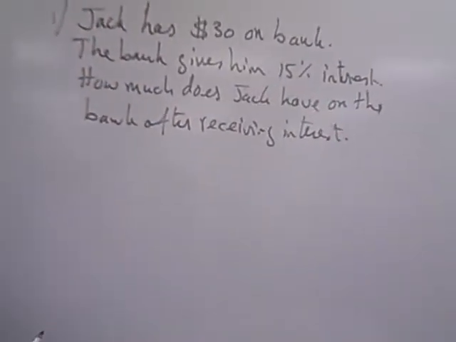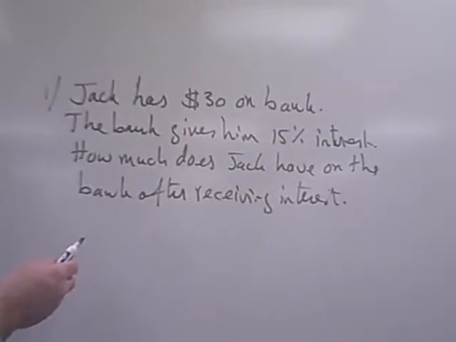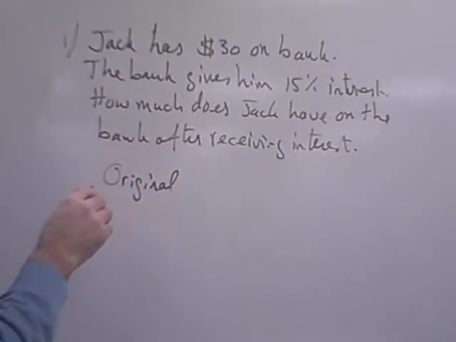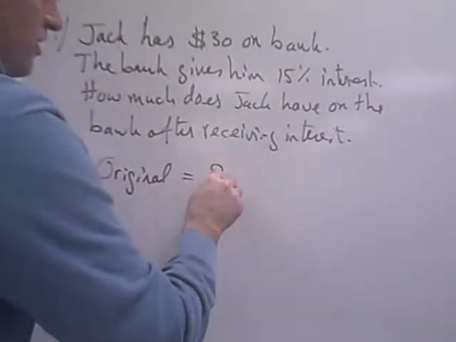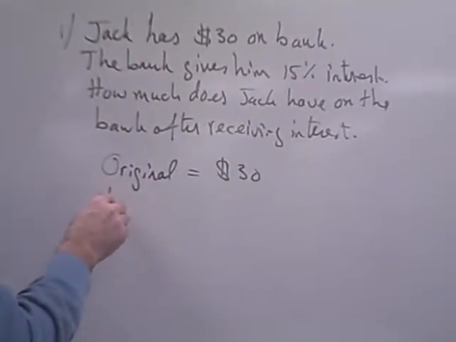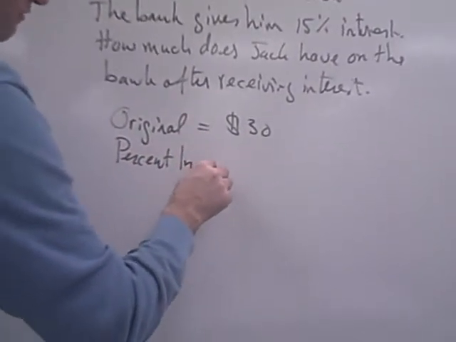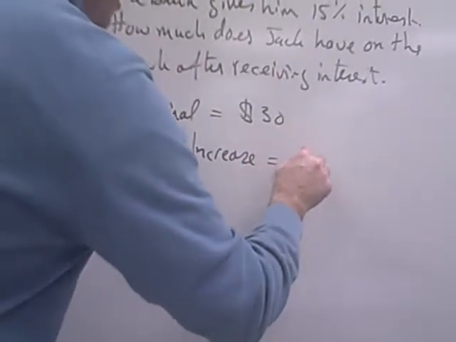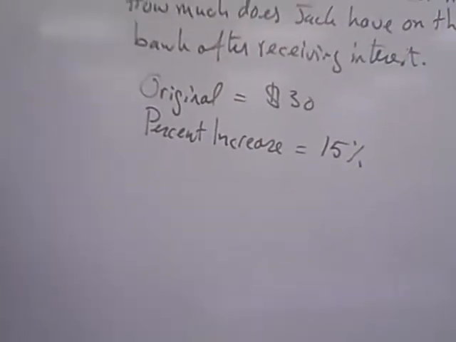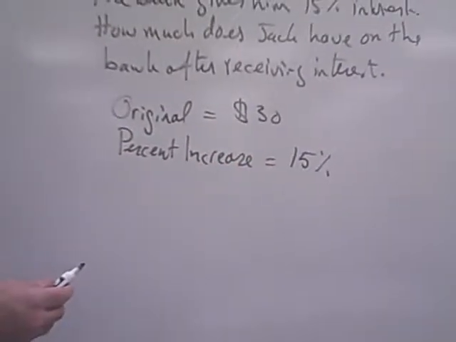So in line with what we just saw, we're going to designate different amounts as being the original, the percent, or new. The original amount before applying the interest is $30. The interest, the percent increase in this case, which is interest, it's going up, is 15%. Now what we want to calculate is how much this represents, a percent increase of 15%, in dollar amounts.